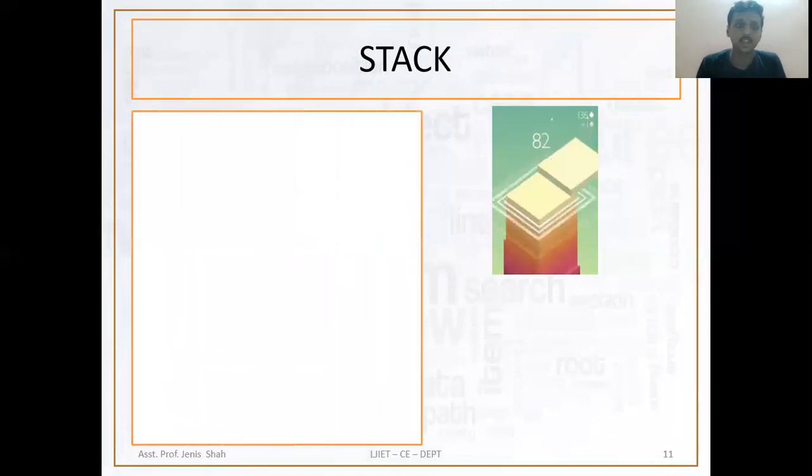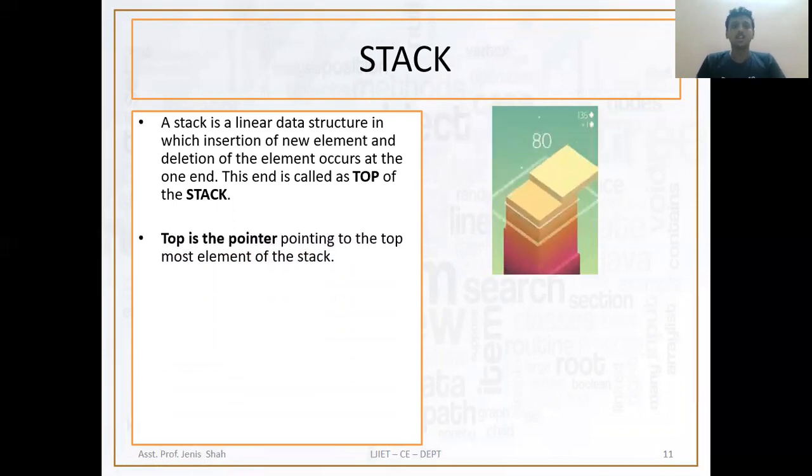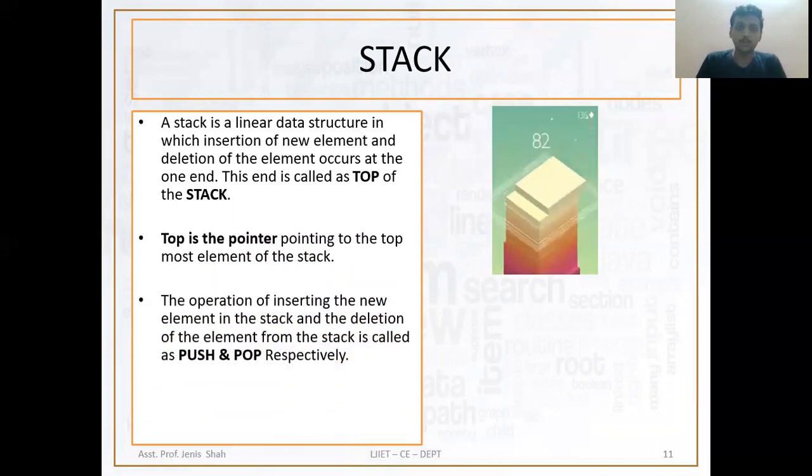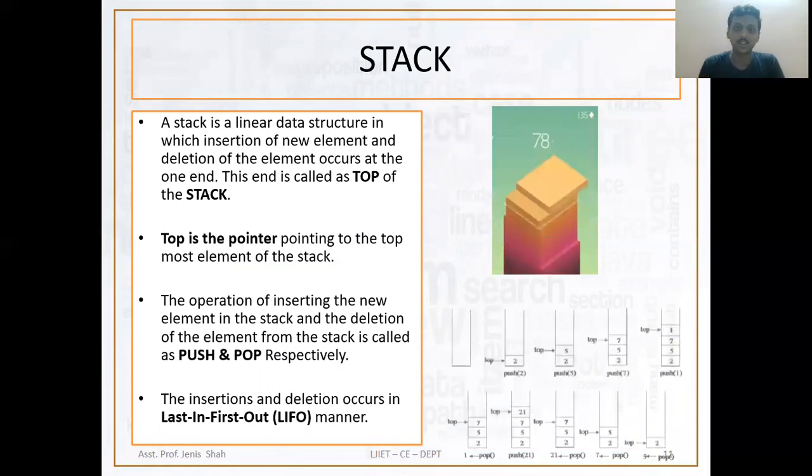Now let's see. Stack is a linear data structure in which insertion and deletion occur at one end. That end is known as the top of the stack. The top is a pointer pointing to the top element of the stack. The insertion operation is known as push. The deletion operation is known as pop. And the last thing is stack follows LIFO manner, last in, first out. Okay. Fine. Next one is queue.